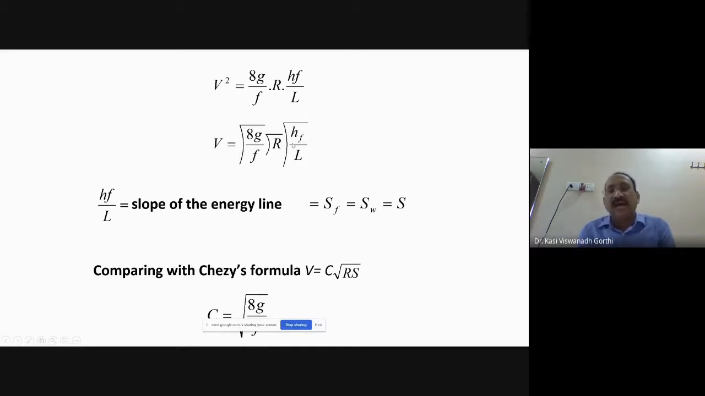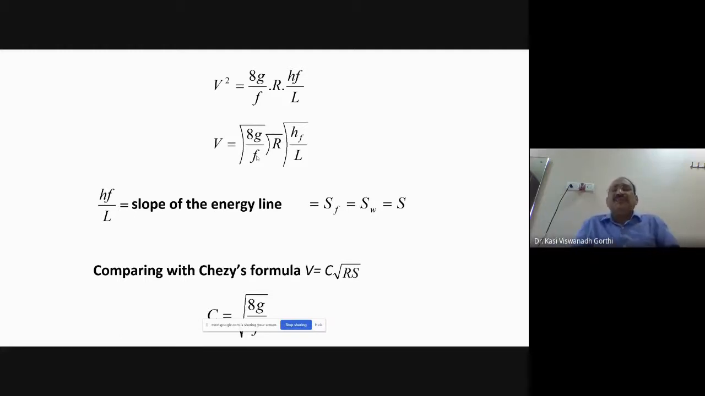Already we have seen the Chezy's formula, V is equal to C into square root of RS, where C is the Chezy's coefficient. So if you compare both the equations, the Chezy's coefficient C can be expressed to be equal to square root of 8g by f. The Chezy's coefficient C depends on various parameters. So finding the value of C itself is the toughest job.